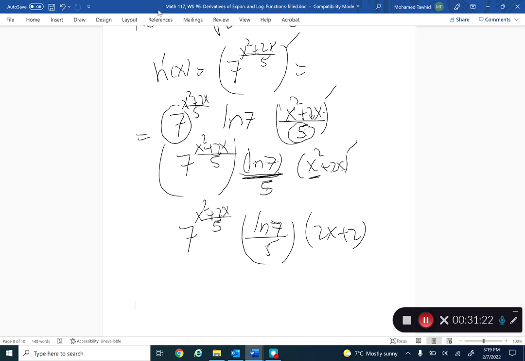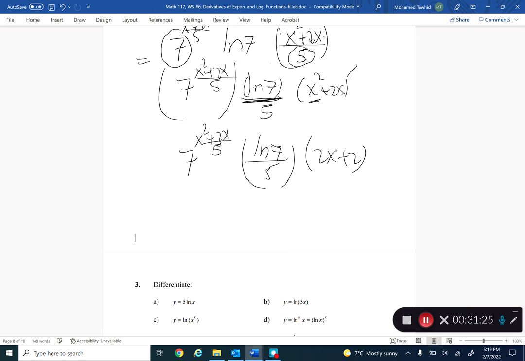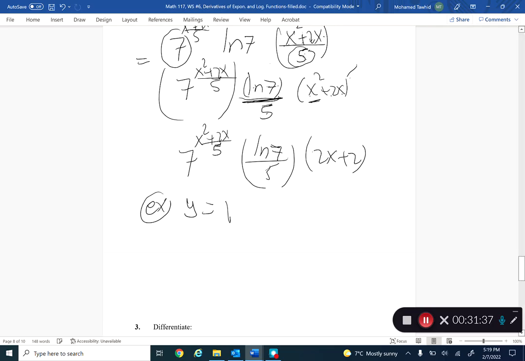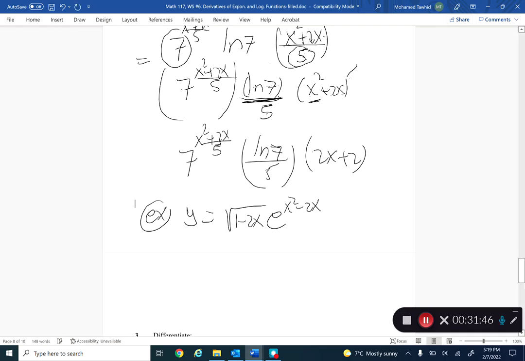All right. So let me give you another example here, and then I finish this exponential part. Here is one of the problems. You have y equal to the square root of 1 minus 2x multiplied by e to the power x squared minus 2x. So now just read the problem so that you know which rule I'm going to use. Square root of 1 minus 2x multiplied by e, that's exponential.